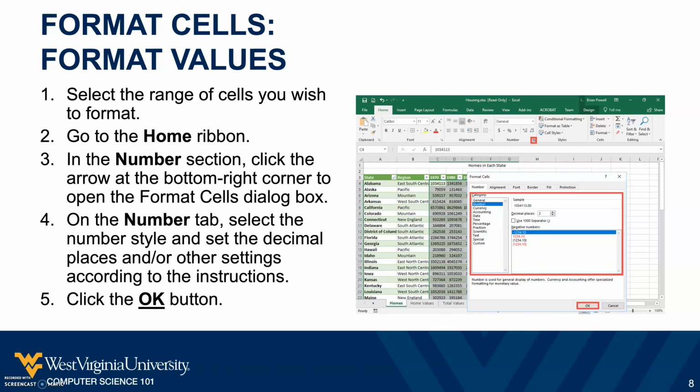So here again, you just select the range of cells you want. You go to the home ribbon, and in the number section, click the arrow at the bottom right corner to open the Format Cells dialog box. It's a little, I call it an expand button. It's right there. And then this comes up. You can do whatever you please with it.